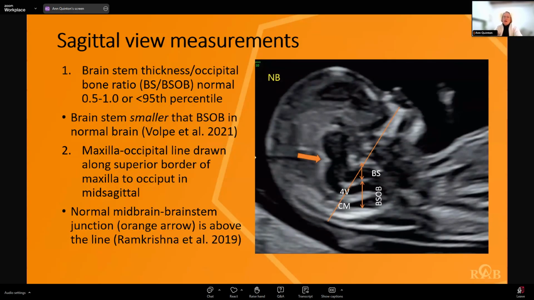All right, so once we've got that sagittal view of the fetal brain, we can do some measurements if we think a baby's got spina bifida or some other brain abnormality, or if we just want to prove that that brain looks okay to us. So the first measurement I'll talk about is the brainstem thickness divided by the BSOB ratio.